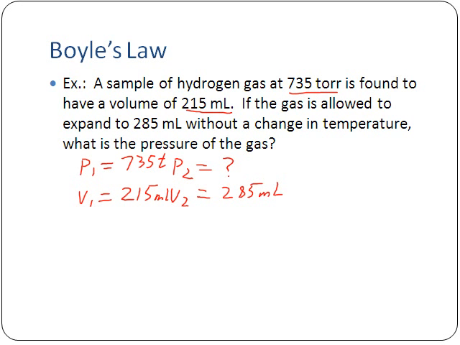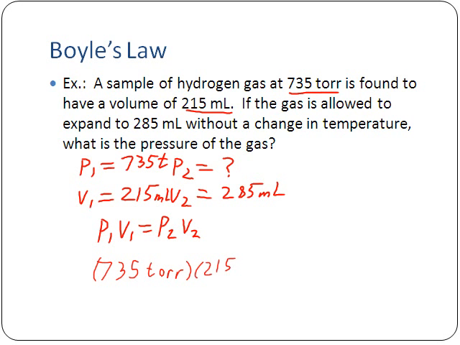So we'll set up our equation here. Boyle's Law says P1 V1 equals P2 V2. And so original pressure here is 735 torr times V1, which is 215 milliliters, equals P2, which we don't know, times V2, the volume, 285 milliliters.